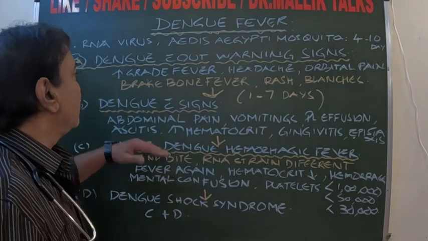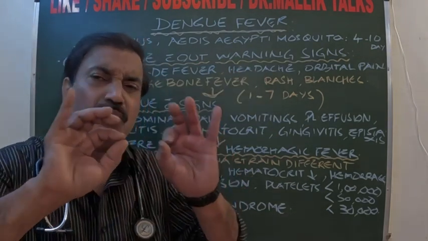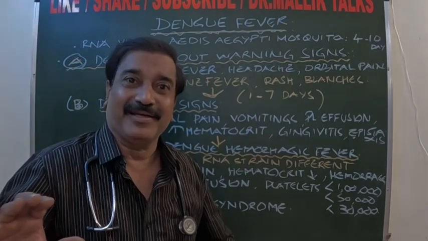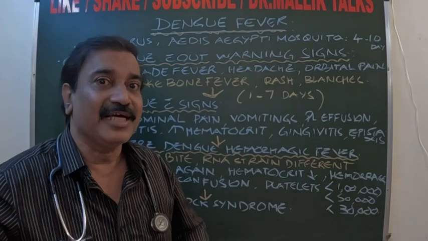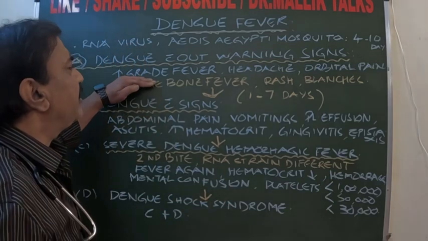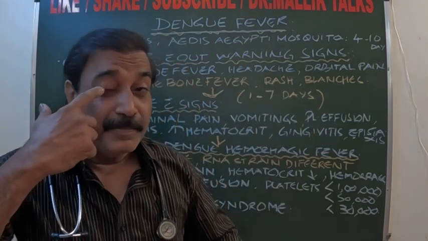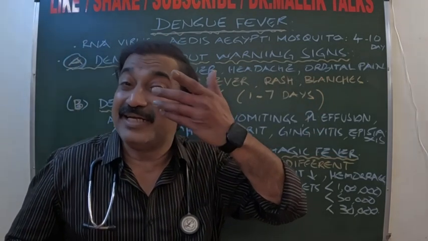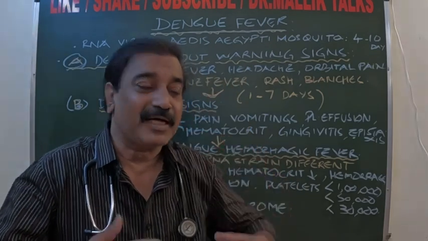Number 1, dengue without warning signs. Most, 70% of dengue cases, stop here. It is usually from the first day of fever to the 7th day of fever, the first week. Usually there is very high grade fever. There is headache. There is retroorbital pain. The patient says, I have severe pain in the orbital area behind the eyeball. Whenever I move, there is severe pain in the eyeball.